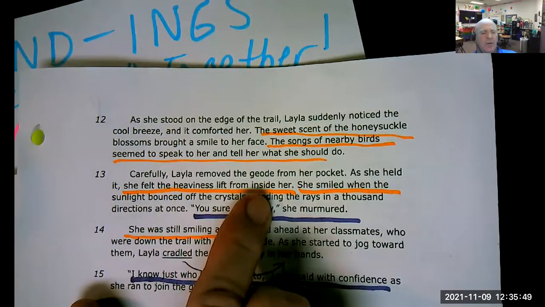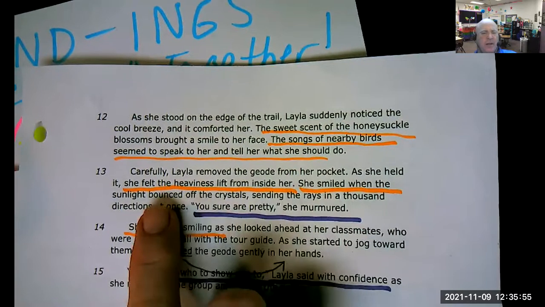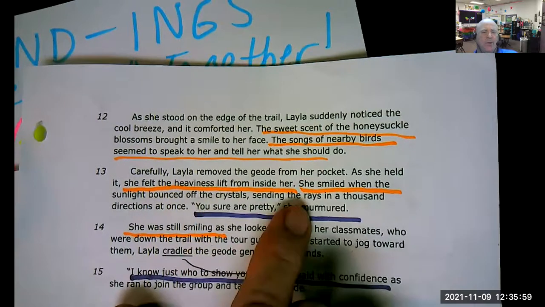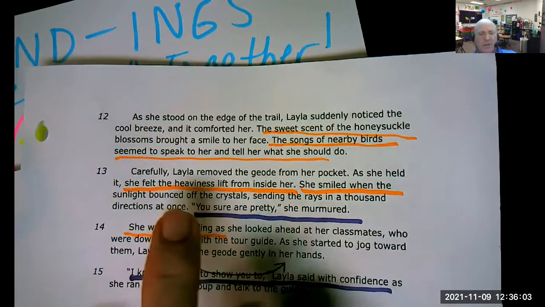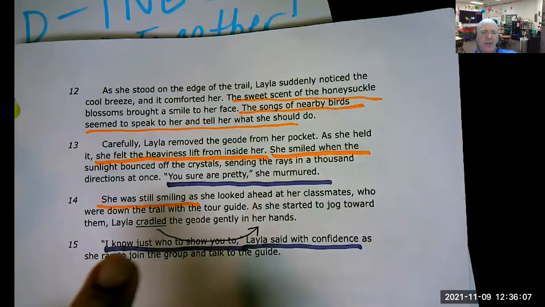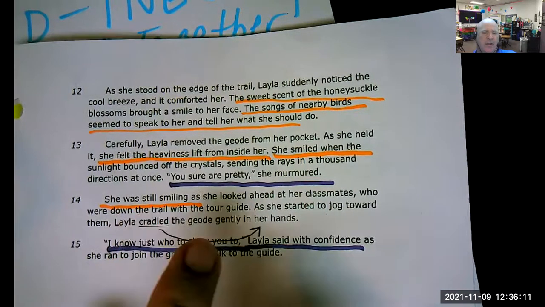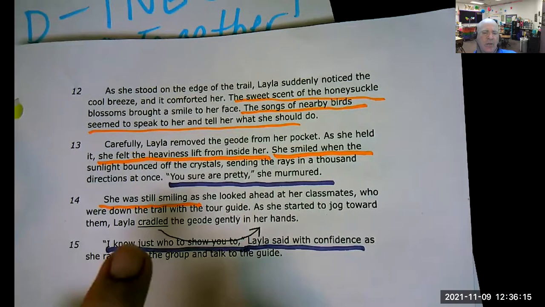She smiled when the sunlight bounced off the crystals. That's what she saw, sending the rays in 1,000 directions. That's what she saw, her senses. "You sure are pretty," she murmured. That's what she said. She was still smiling, showing her emotions. As she looked ahead to her classmates who were down the trail, as she started to jog, Layla cradled the geode gently in her arms.